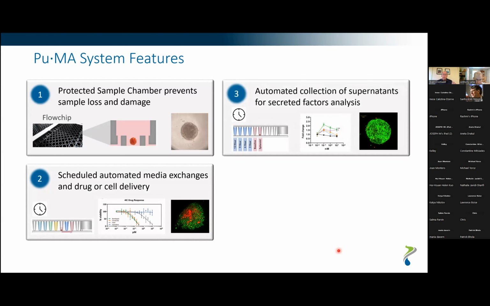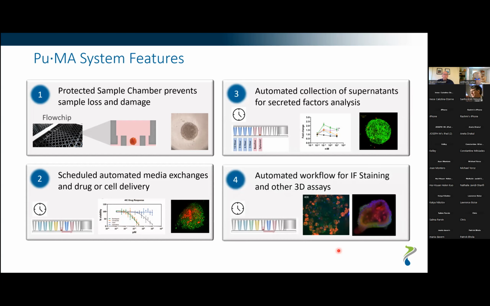As you're doing the exchanges, you can also collect the supernatants, and now you can look for time response of different aspects of your cell model, whether it be metabolism, immune response, or viability responses. It also allows you to do automated immunofluorescence staining. And I think this is an area we find really powerful because of all the steps involved in doing immunofluorescence staining. There's a lot of loss of your cell models, a lot of pipetting, and damage of the cell models, that we can overcome with our system.